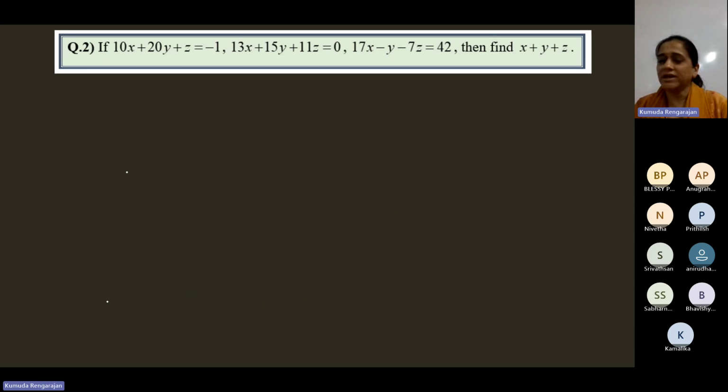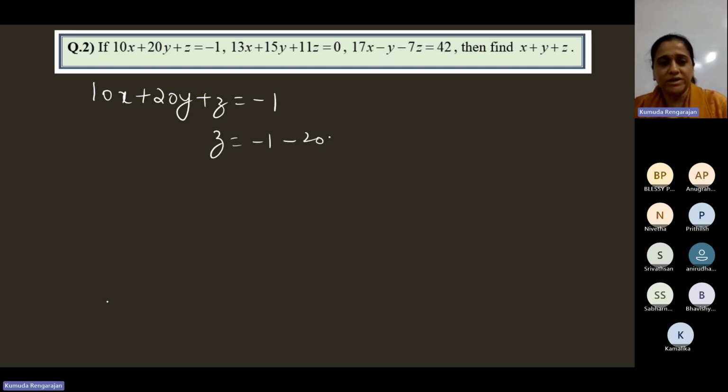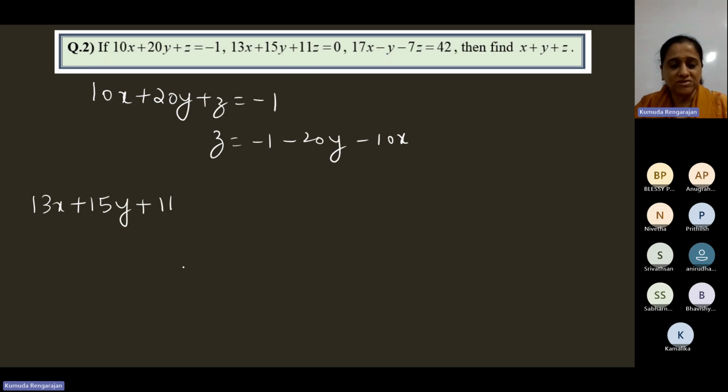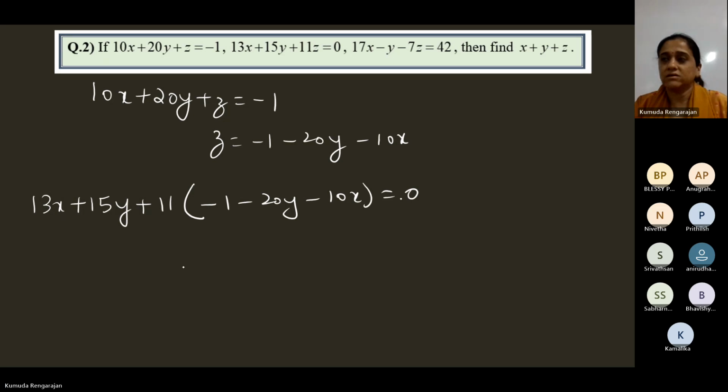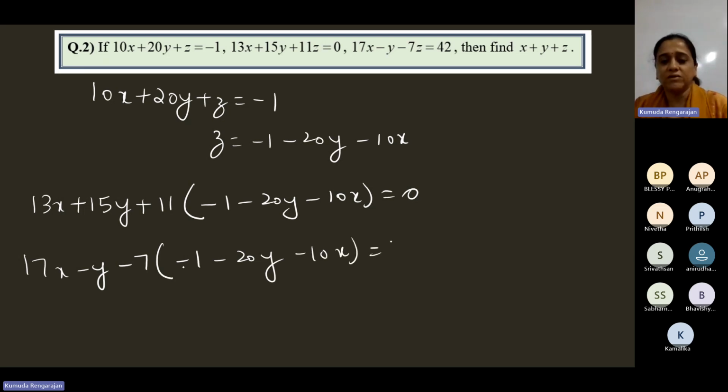You can take any one equation. So if you take the first one, write z is equal to minus 1 minus 20y minus 10x. This is from the first equation. Now take the second equation, and instead of z, write minus 1 minus 20y minus 10x. Now this equation has only two variables, x and y. Do the same thing with the third equation: 17x minus y minus 7 into minus 1 minus 20y minus 10x is equal to 42.